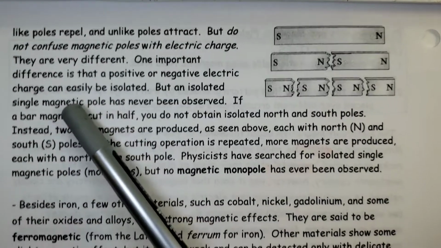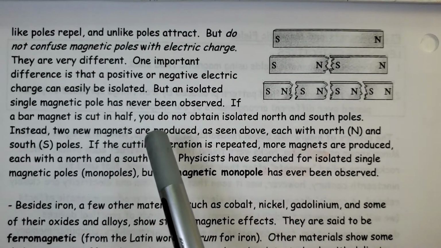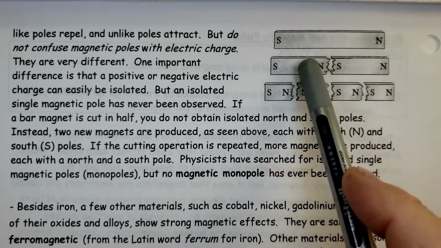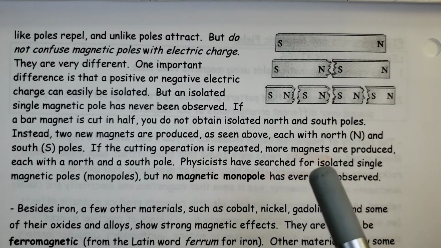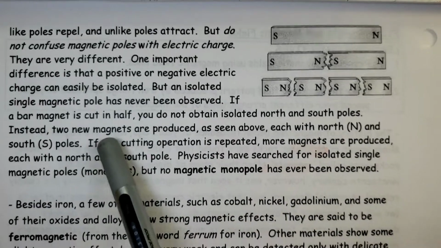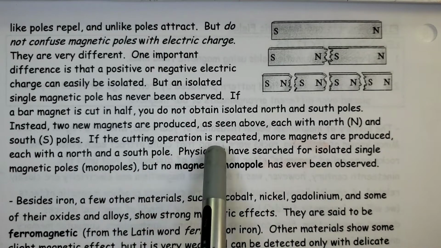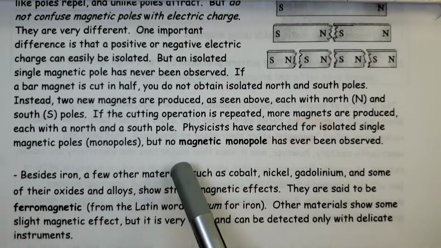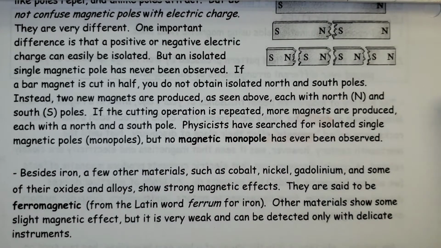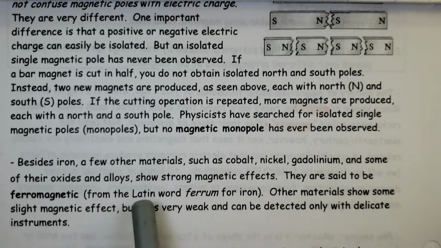One important difference is that positive or negative electric charges can be isolated. So you can have something that's negative or something that's positive, but no matter how many times you cut a magnet in half, you always get a north and a south pole. Okay, so instead, two new magnets are produced when we cut it. If the cutting operation is repeated, more magnets are produced, each with north and south pole. Physicists have searched for isolated single poles, but they have never been observed. So that's the one difference between magnets and electric charges.